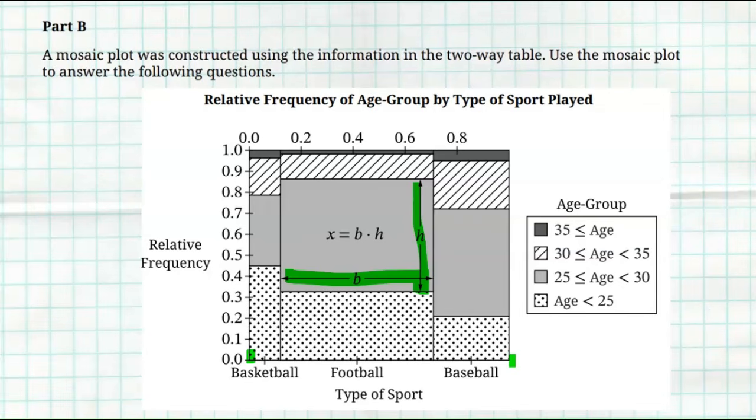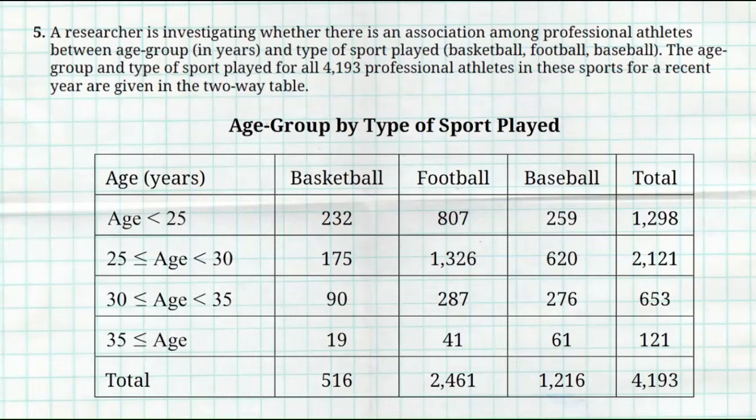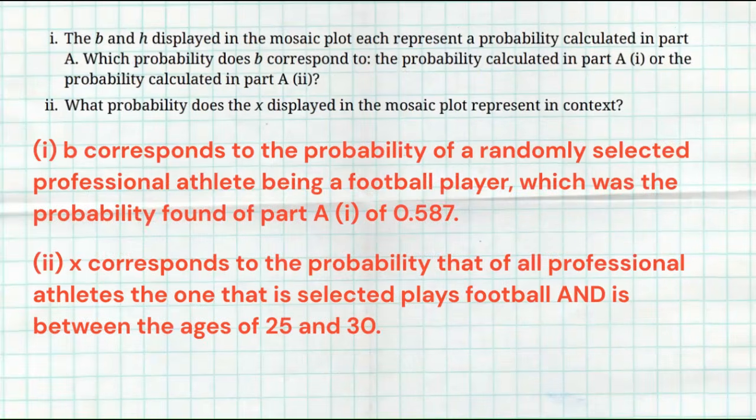That is the probability of all of the professional athletes that the person selected both plays football and is in the 25 to 30 age group. Now, what we could see in the original table is that value would be this value right here, 1,326 divided by 4,193, which is about 0.316, about 31.6% of all athletes are football and in the 25 to 30 age group. So here's what I wrote for that.